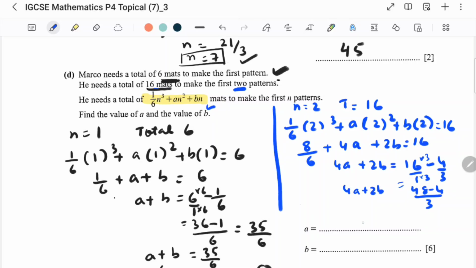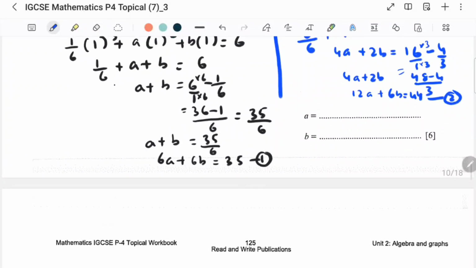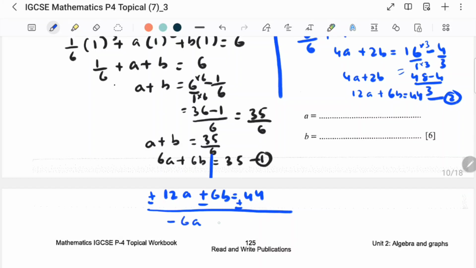12a plus 6b is equal to 44. That is the second equation. We'll have to solve both of them. Now the first one is 6a plus 6b is 35, and then 12a plus 6b is 44. Easy, use the elimination method. Cancel the 6b. 6a minus 12a is minus 6a, and 35 minus 44 is minus 9. So a is equal to 9 over 6, which is 3 over 2.